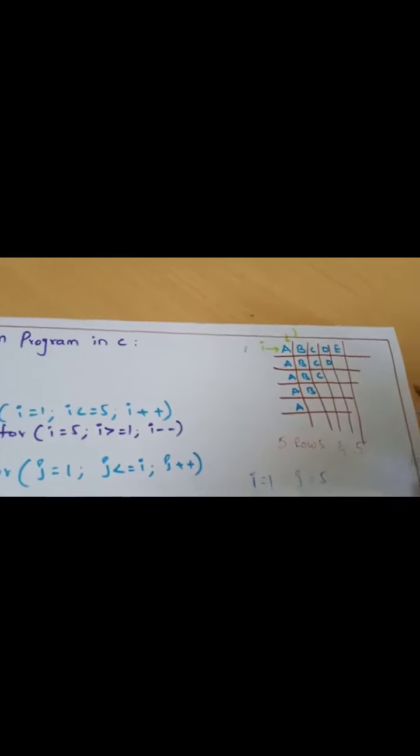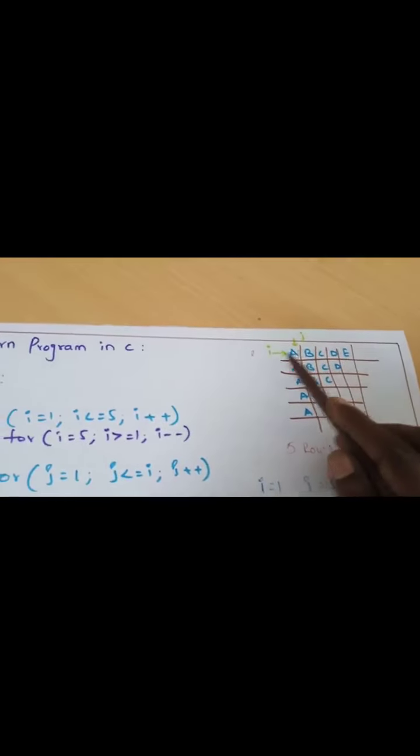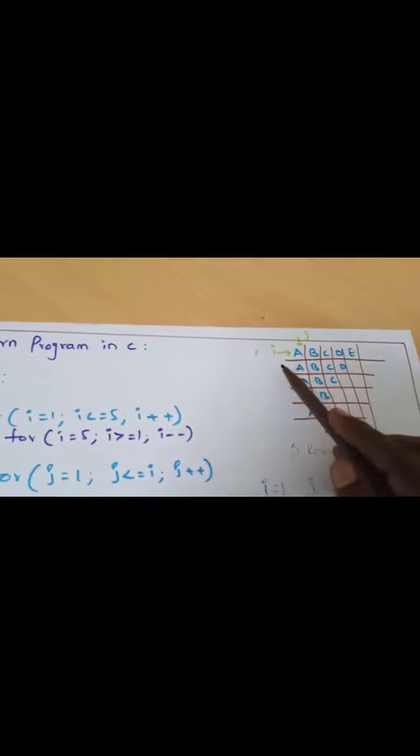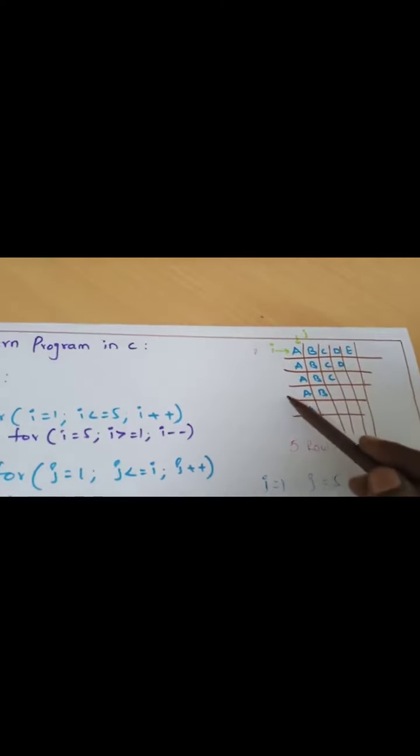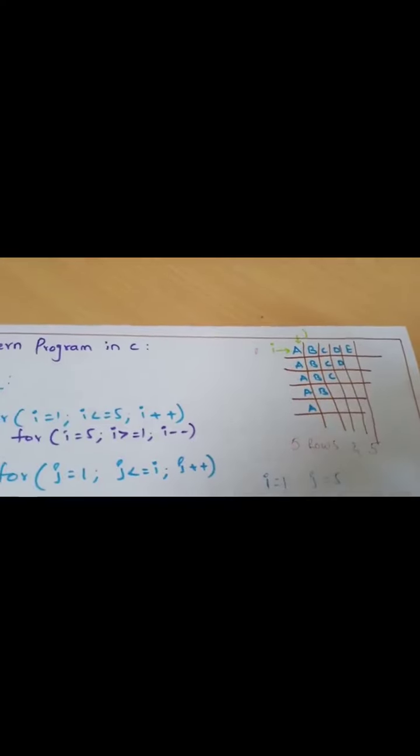You have 5 rows and 5 columns. The first row has 5 values. The second row has 4 values. The third row has 3 values. The fourth row has 2 values. The fifth row has a single value.